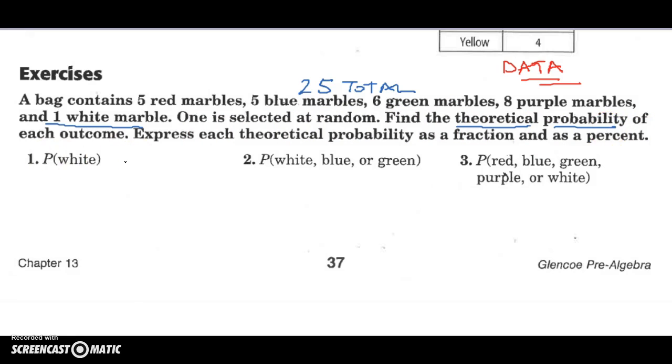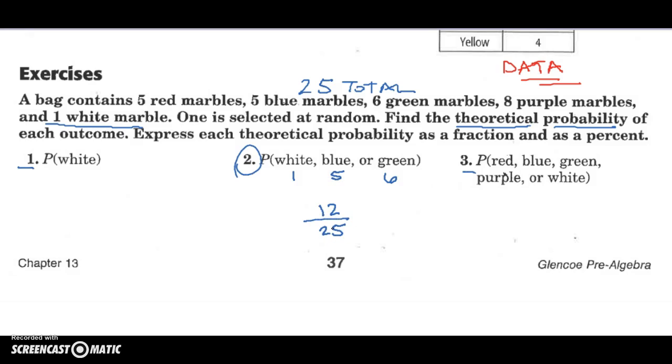So I'm going to do, how about I do number 2, and I'll leave 1 and 3 for you. White, blue, or green. So how many white are there? There's 1. How many blue? There were 5, and there are 6 green. So that's a total of 12 out of our 25.